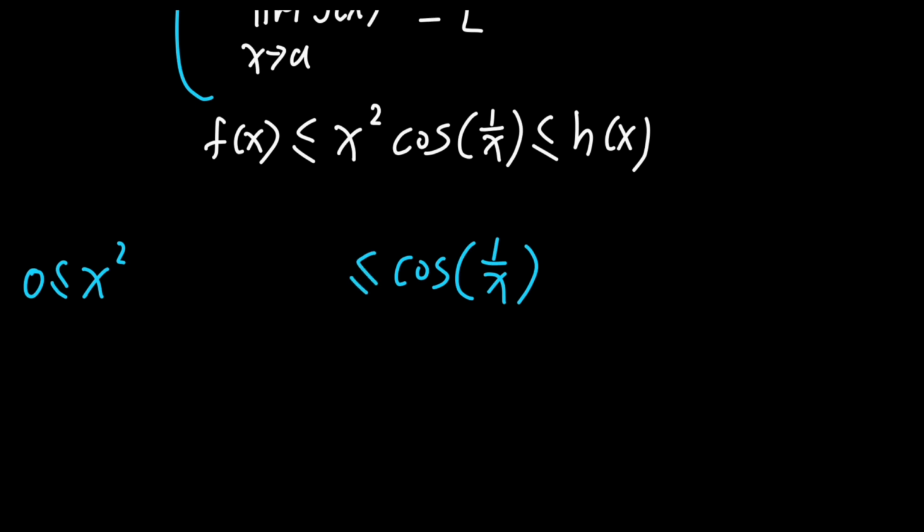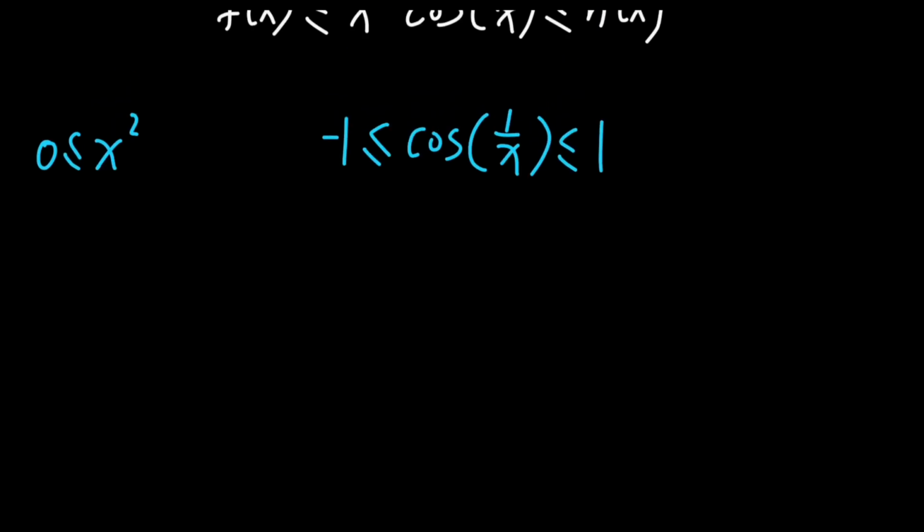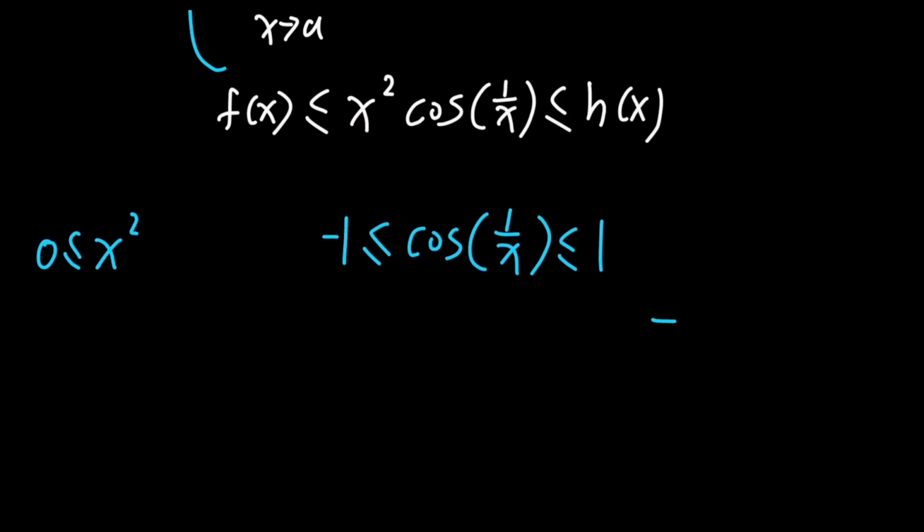And for this cosine, the known boundary is negative 1 and 1. If you forget, this reminds you of the cosine graph. Here's a 1, and here's negative 1. This is the boundary, and we usually graph it like this.